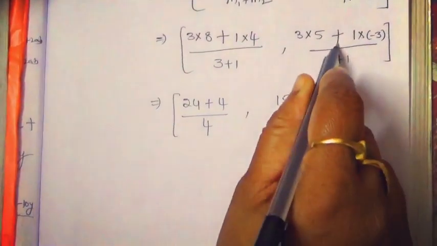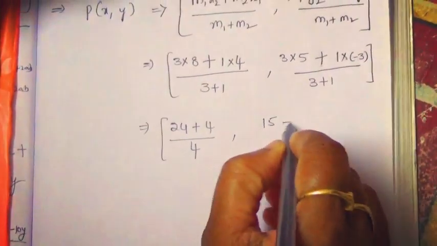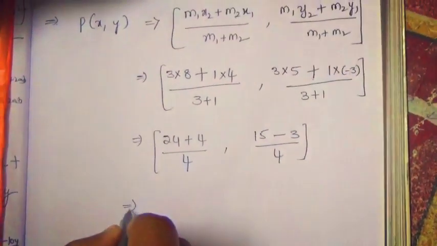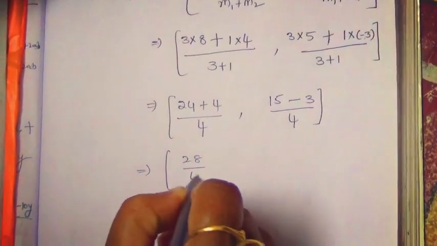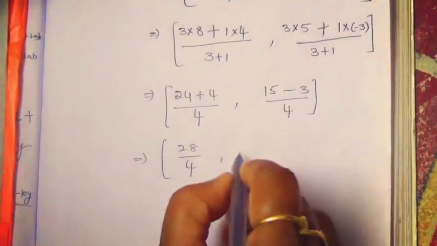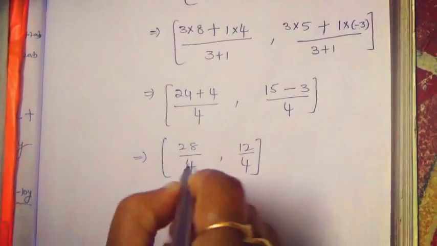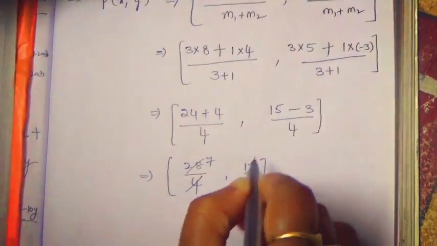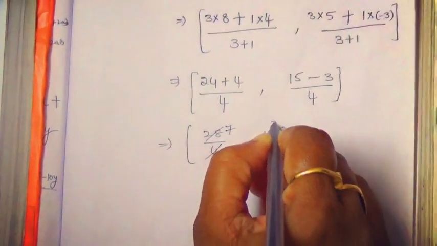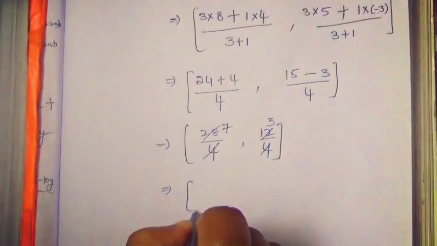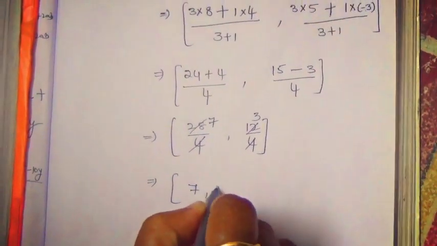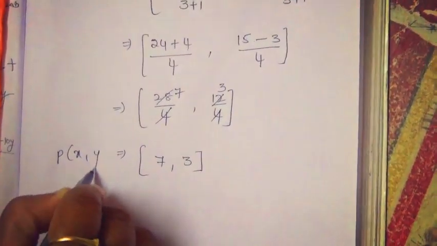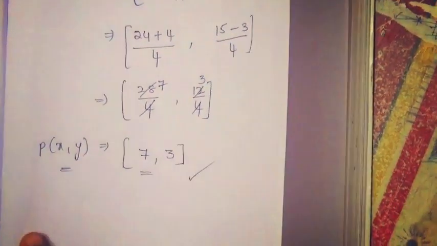15 plus of minus 3 ones 3 by 4. That implies 28 by 4, that is 15 minus 3, 12 by 4. After cancellation, 7 times, and here it is 3 times. That implies 7, 3. That is the answer, and P of xy, the point, is 7, 3.